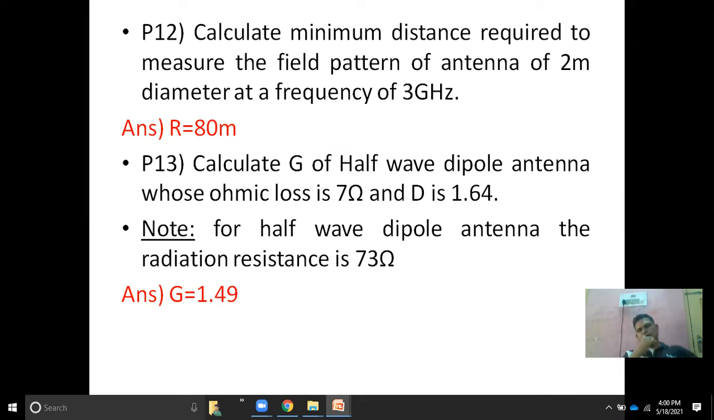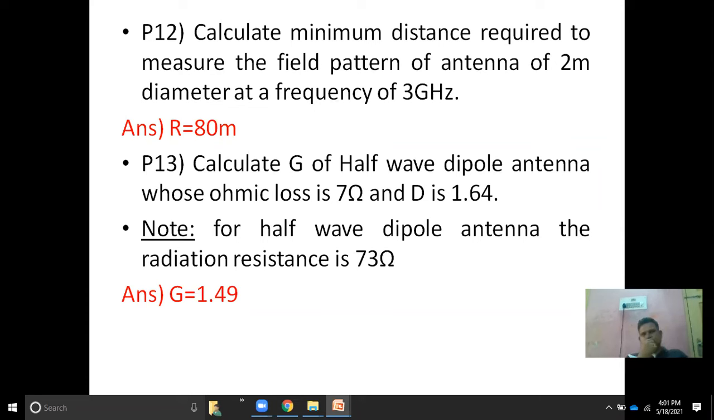What is given? First, note down what is given in the problem. The diameter of the antenna is equal to 2 meters, capital D equal to 2 meters. Next, frequency F is equal to 3 gigahertz. Now, what is the equation for the minimum distance required to measure the field pattern of an antenna?